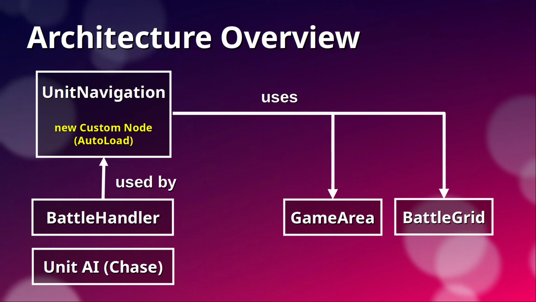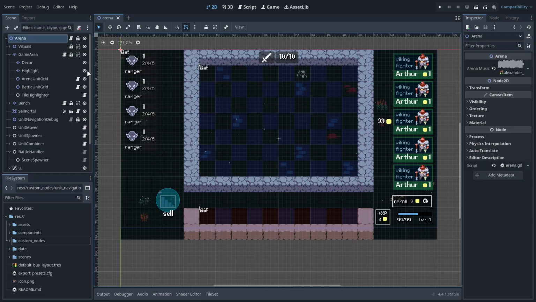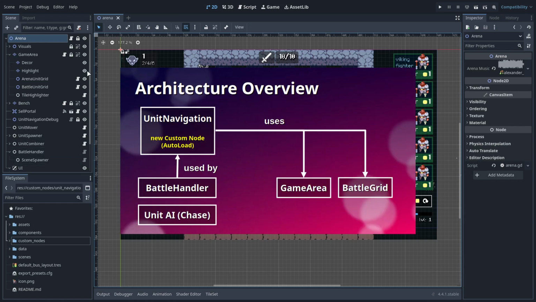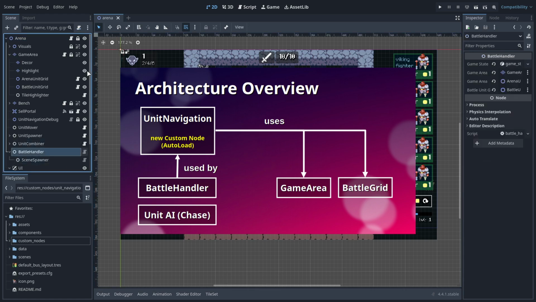In itself, that's not a really complicated diagram by any means, but probably the most interesting part is why I ended up going for an AutoLoaded class for the unit navigation system. So let's take a look at the reference project I have open here. So we'll have the unit navigation node somewhere in the project. I ended up using an AutoLoad, so it's not visible here. Remember the diagram. So we have the battle handler, which will use that functionality, and we'll also have the unit AI, which will need to have access to the unit navigation.